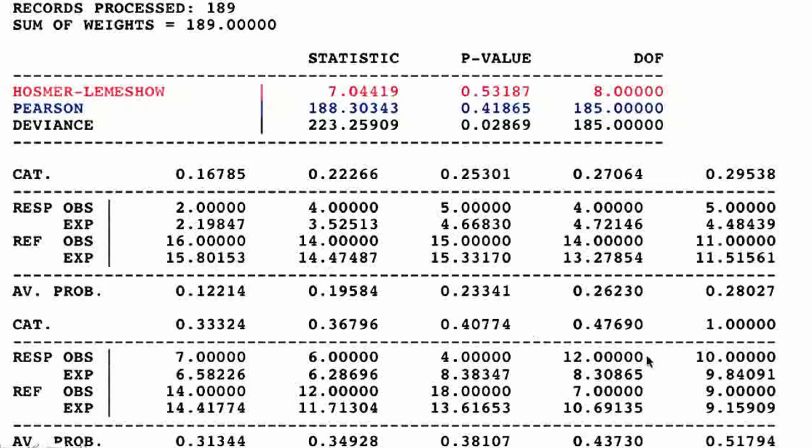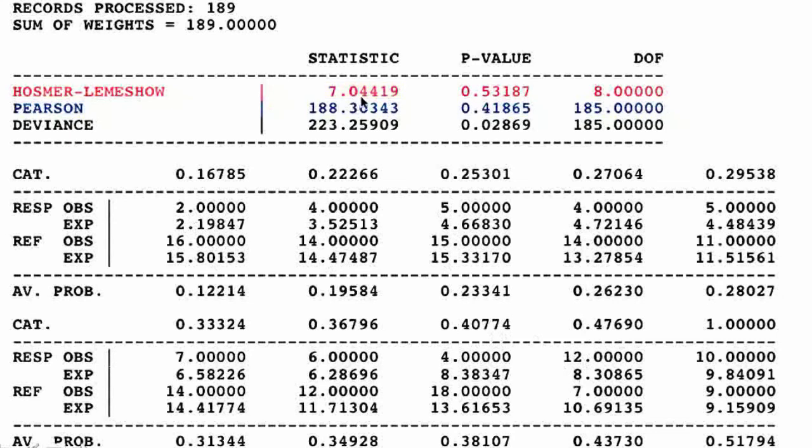There are some cells out here, like here you have 12 people whose probabilities were between 40.774% and 47.69%. There were 12 people who had a low birth weight baby, where you only expected 8.3. So that seems like, well, that's getting to be kind of a big difference. But still, when you take the observed number minus the expected number in each of the 20 cells squared over the expected number, the sum of those values is 7.04.